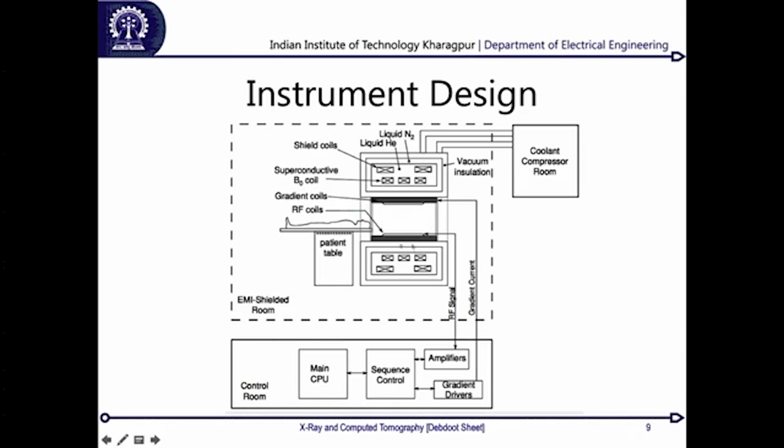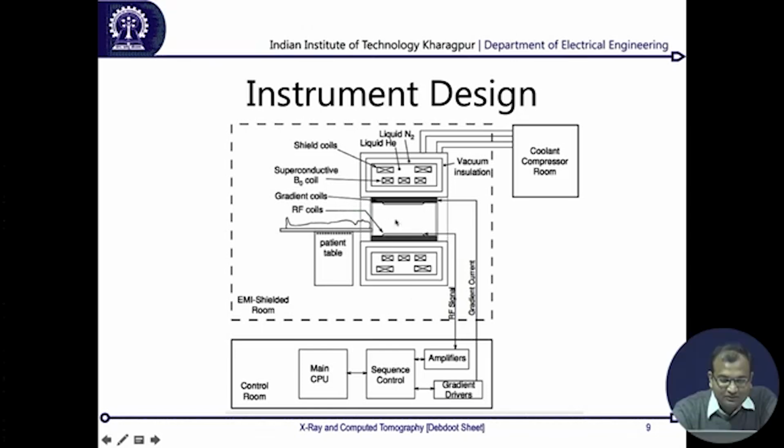You have a whole cylinder in which the body enters, and you have a series of these RF coils. These RF coils together produce a gradient along this direction, which is the Z direction. They will also produce a gradient along this direction, which is the Y direction, and then they will encode along the X direction using phase.